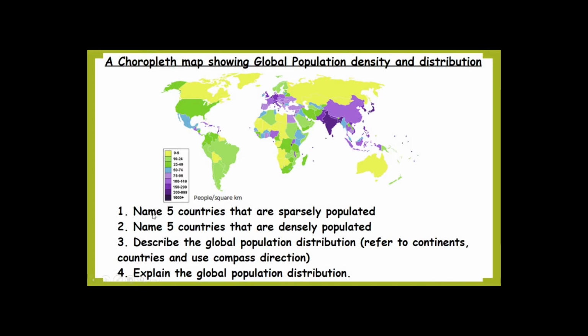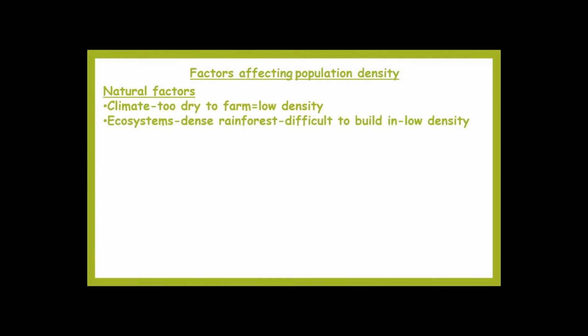Okay, so let's run through number 4 in particular. So there are several factors that affect population density, that affect whether you will have a lot of people in an area or not. Natural factors, first off, the climate. If it's too dry to farm, you're not going to get many people there because you can't make enough food. If it's too cold to farm or too hot to farm, again, if you're not going to make enough food, people aren't going to want to live there.